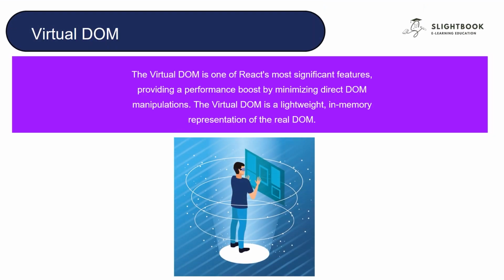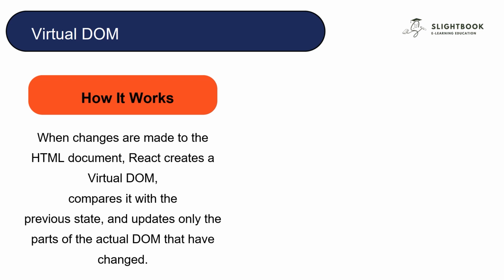Virtual DOM. The virtual DOM is one of React's most significant features, providing a performance boost by minimizing direct DOM manipulations. The virtual DOM is a lightweight, in-memory representation of the real DOM. When changes are made to the HTML document, React creates a virtual DOM, compares it with the previous state, and updates only the parts of the actual DOM that have changed.